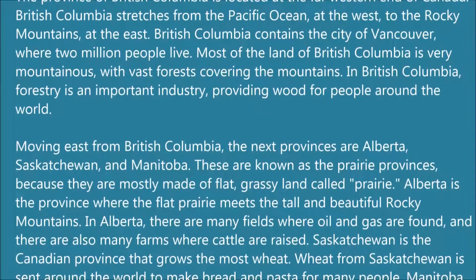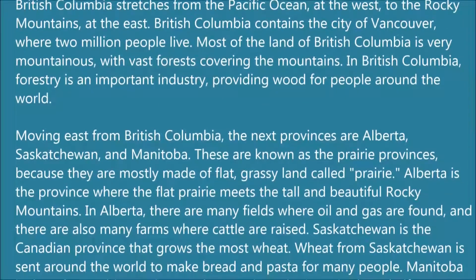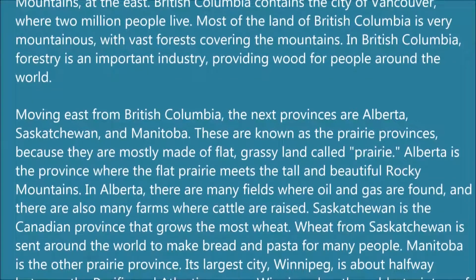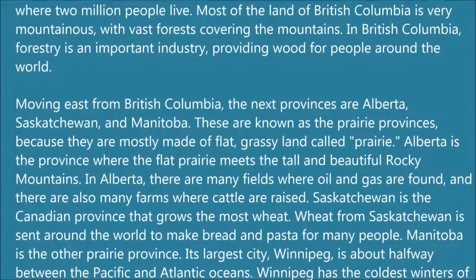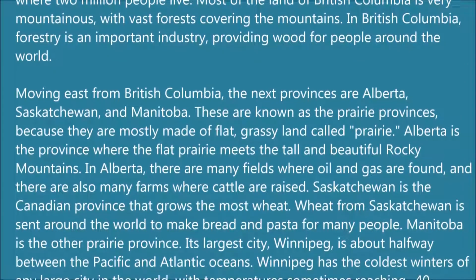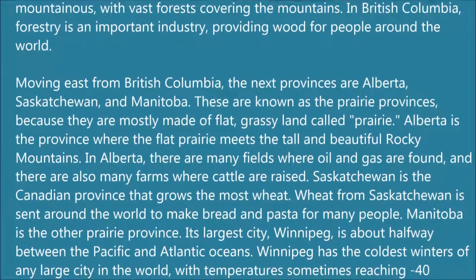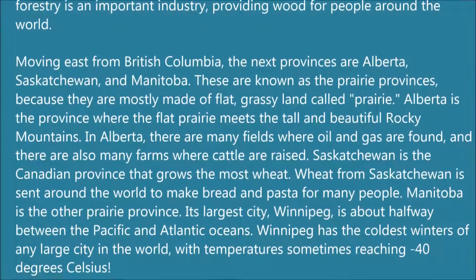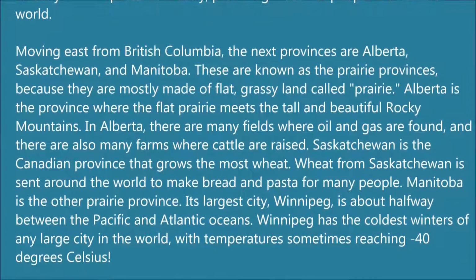In Alberta, there are many fields where oil and gas are found, and there are also many farms where cattle are raised. Saskatchewan is the province that grows the most wheat. Wheat from Saskatchewan is sent around the world to make bread and pasta for many people.